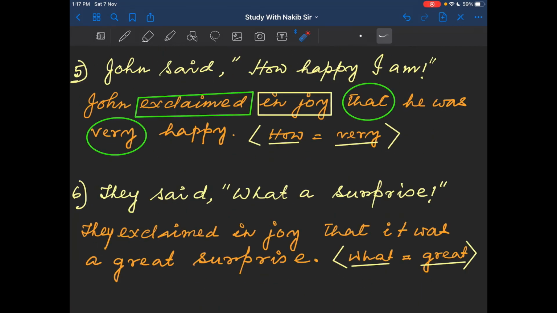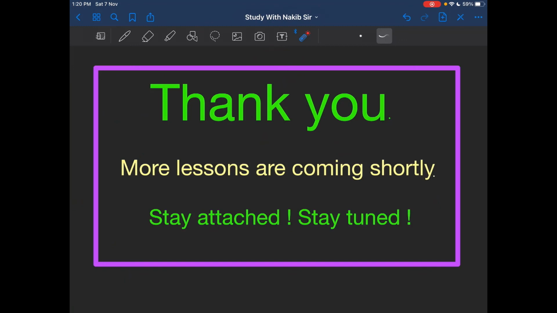Okay, now see the next example, example 6. They said, "What a surprise." The answer is they exclaimed, and with it in joy is added. So they exclaimed in joy that it was a great surprise. When you get what, use great, and when you get how, use very. Okay, remember this. So today you learned all the details of the narration change of optative sentences and exclamatory sentences.